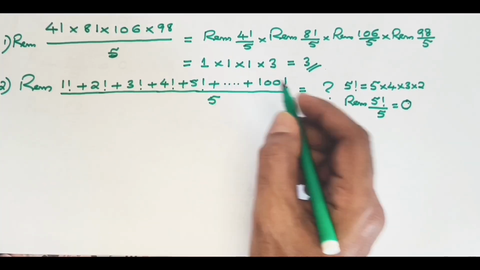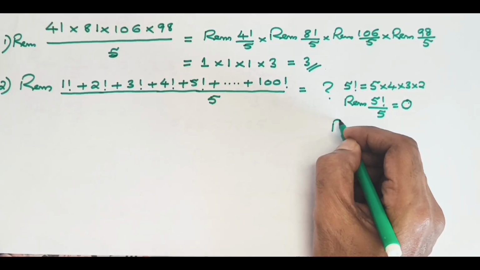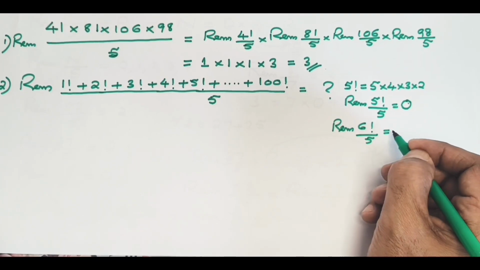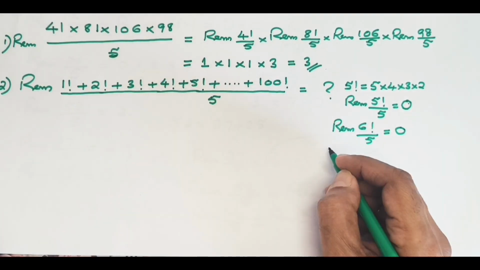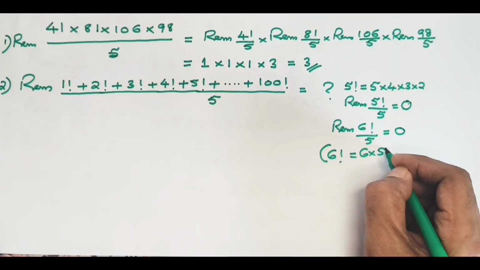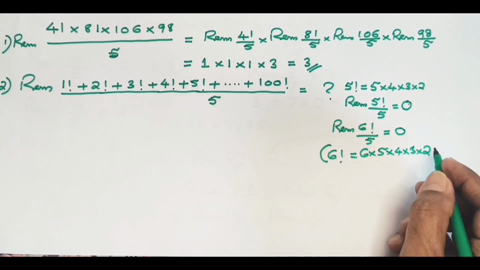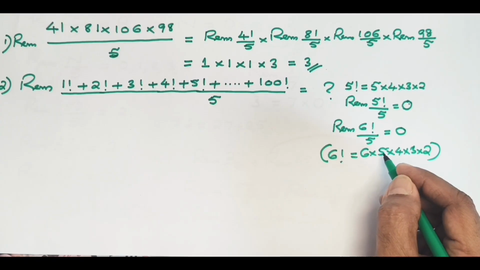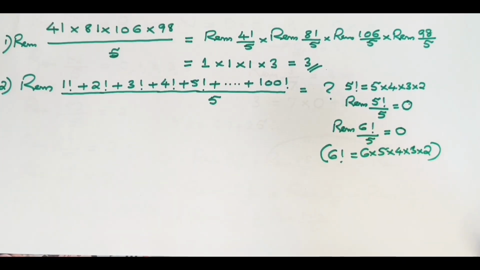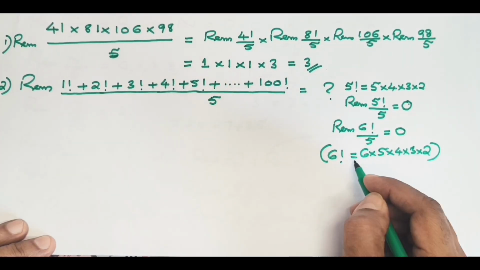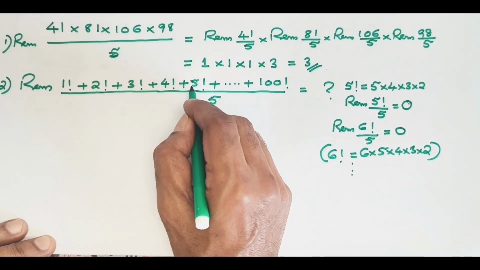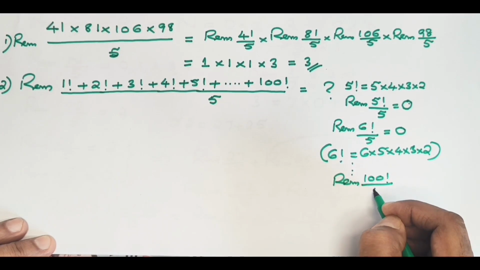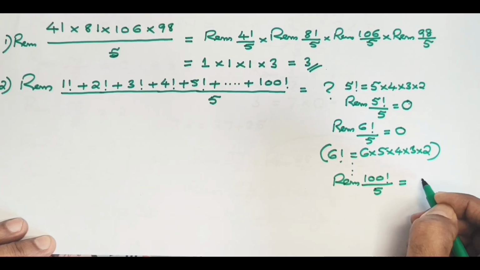Now what is the next number? 6 factorial. Using the same rule, remainder of 6 factorial when divided by 5 will be what? You can guess it. That is 0. The reason is this. 6 factorial also, in its expansion, you can see 5. This indicates what? 6 factorial is a multiple of 5. A multiple of 5 when divided by 5, there will be no remainder. And using this, for every term from 5 factorial onward, when you divide by 5, the remainders are going to be 0, and this will also be 0.